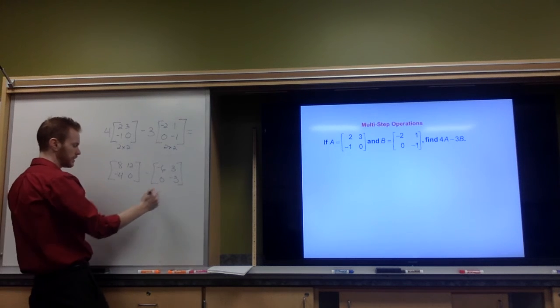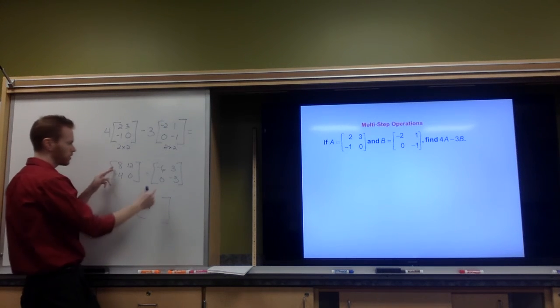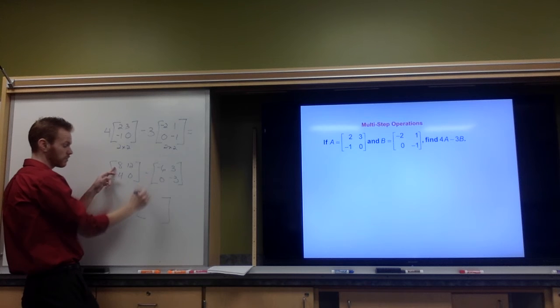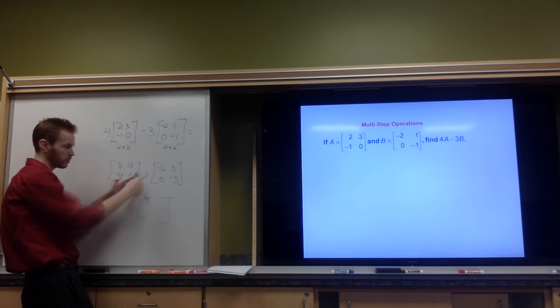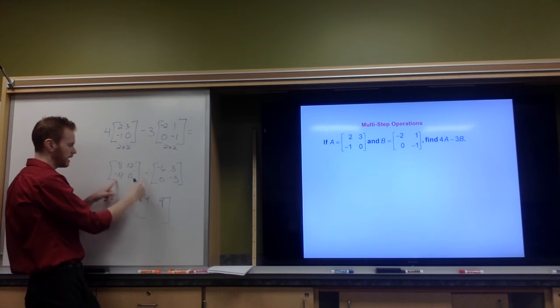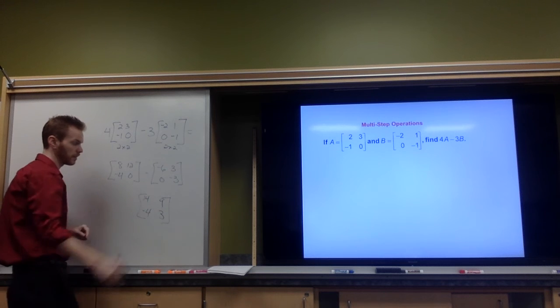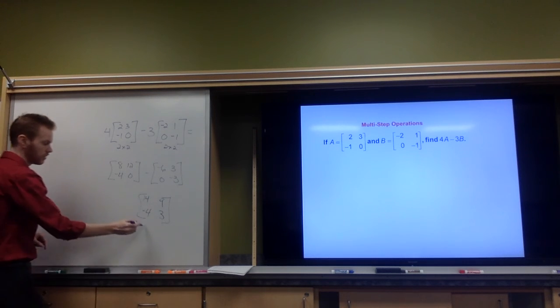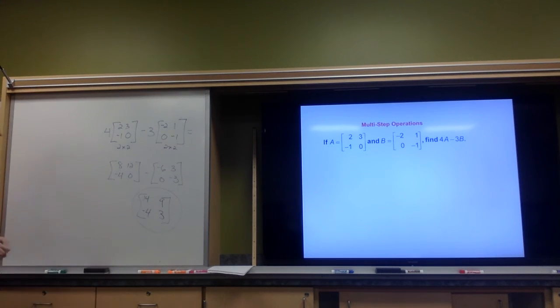Now, I'm going to subtract these to get an answer. So 8 minus a -6 would be 14. I'm going to add them, so just be careful with negatives. 12 minus 3 is 9. -4 minus 0 is -4. 0 minus a -3 becomes +3. So here's my answer for that one. Okay?